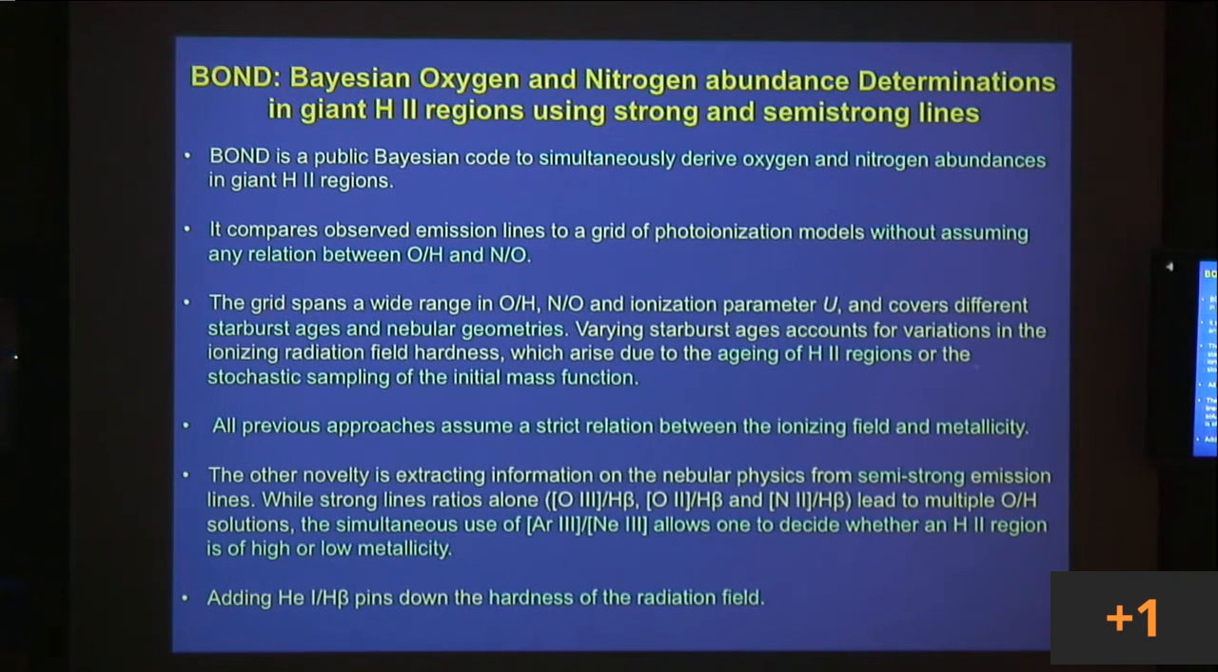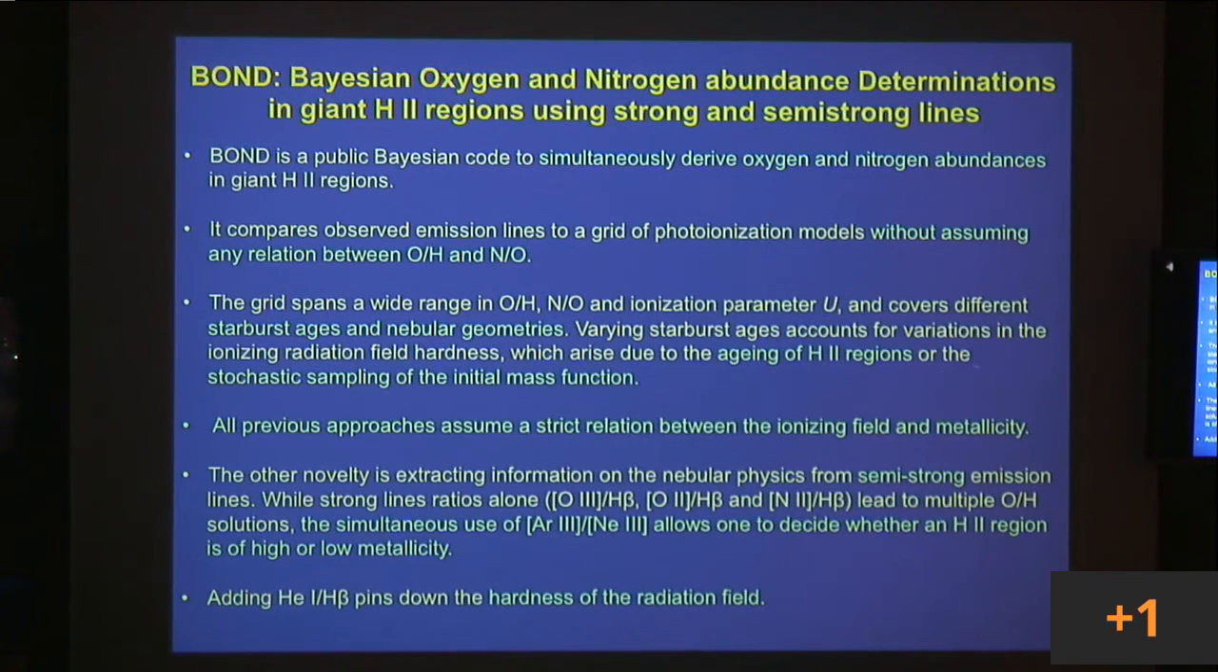Okay, so in contrast with previous methods, we do not assume a strict relation between the hardness of the ionizing radiation field and the metallicity. And the other new thing is that we extract information on the nebula physics from what we call semi-strong emission lines. These lines are present in all the high-quality spectra that you have now.